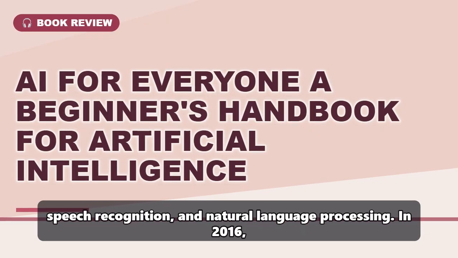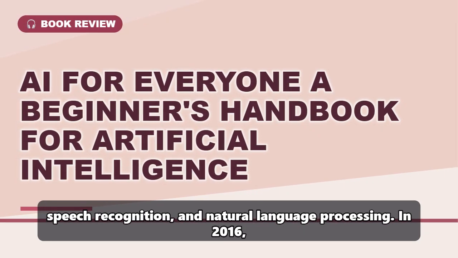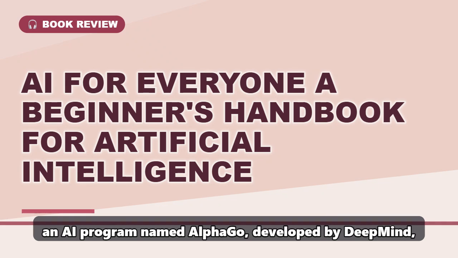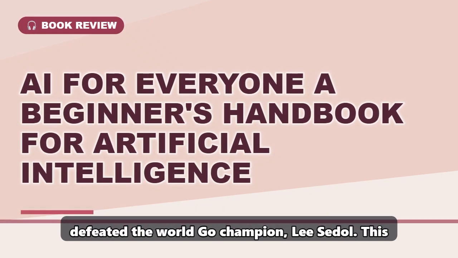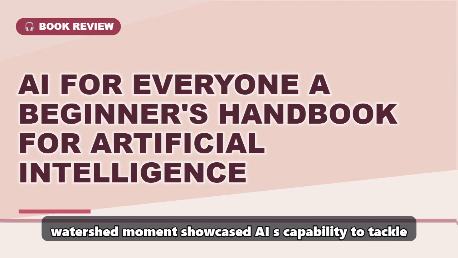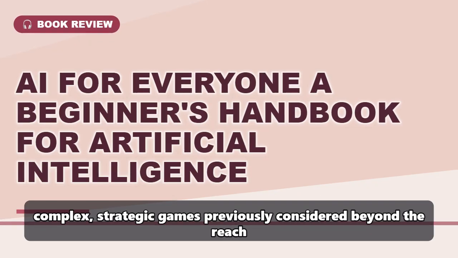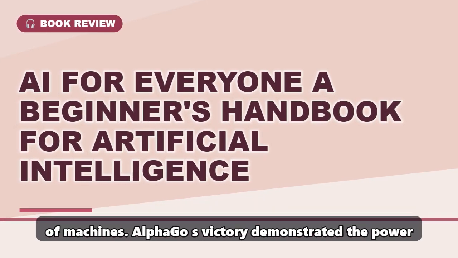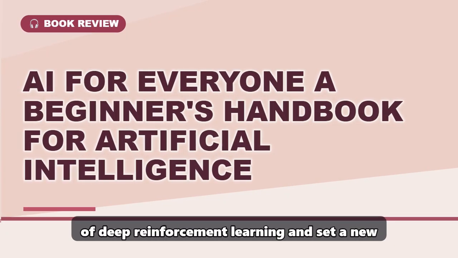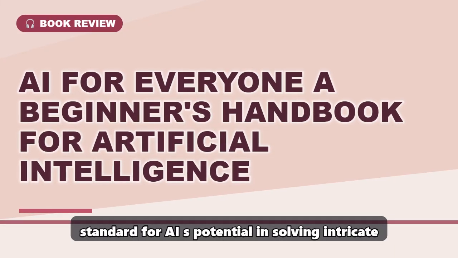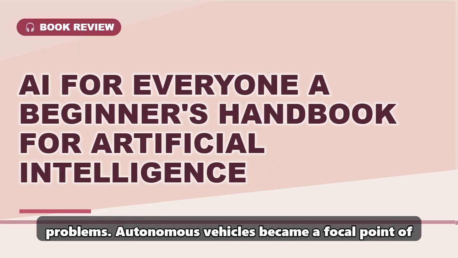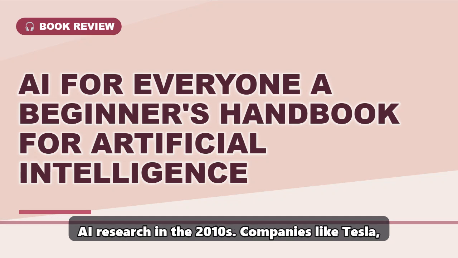In 2016, an AI program named AlphaGo, developed by DeepMind, defeated the world Go champion, Lee Sedol. This watershed moment showcased AI's capability to tackle complex, strategic games previously considered beyond the reach of machines. AlphaGo's victory demonstrated the power of deep reinforcement learning and set a new standard for AI's potential in solving intricate problems.